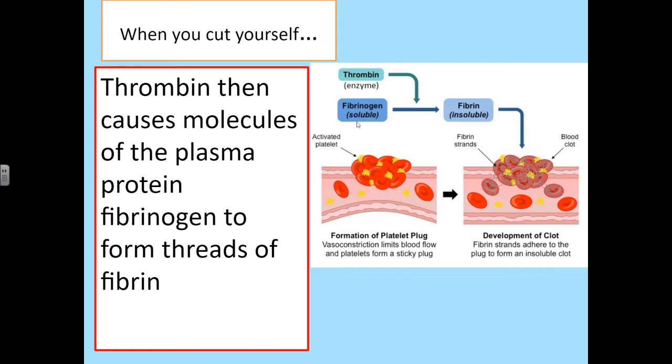So fibrinogen is soluble, so it just goes around in the blood. When the enzyme thrombin makes it into fibrin, it becomes insoluble and would precipitate out, really, would not dissolve into the blood, and it will develop this clot. So it's quite a cute little system. If you damage the outside of your body, it activates this cascade and prevents bacteria getting in and blood leaking out.